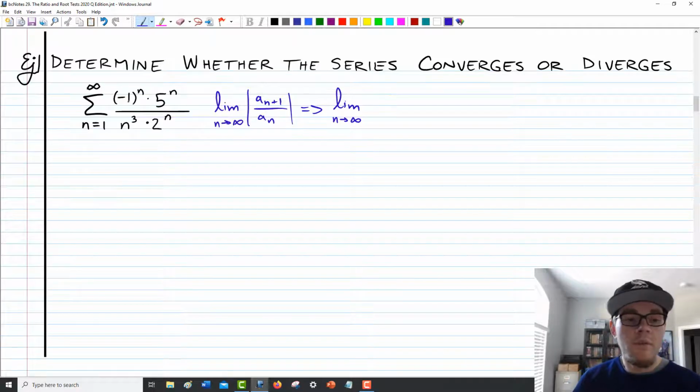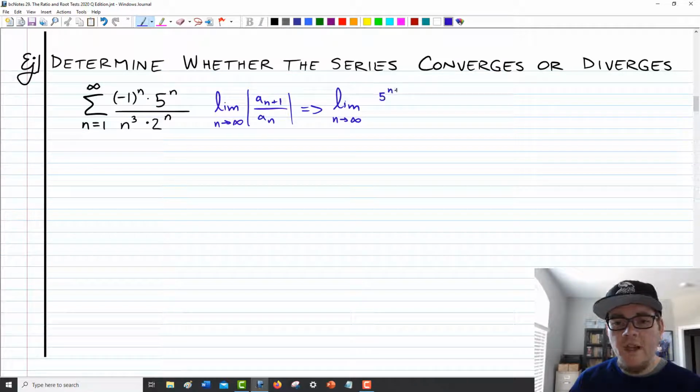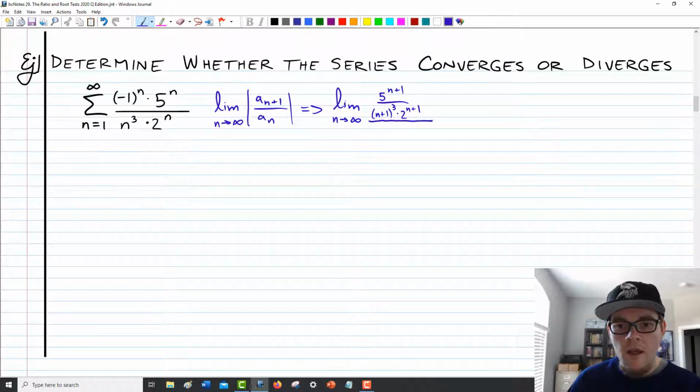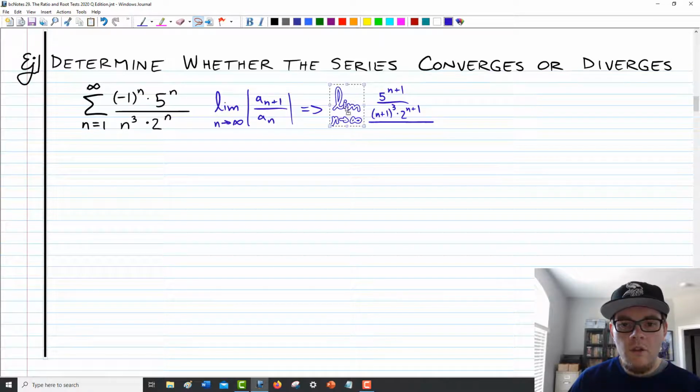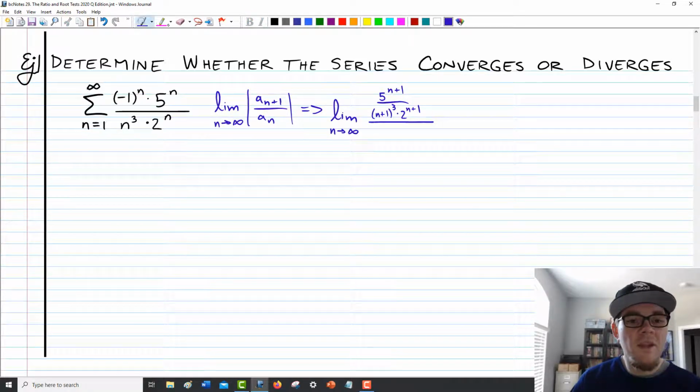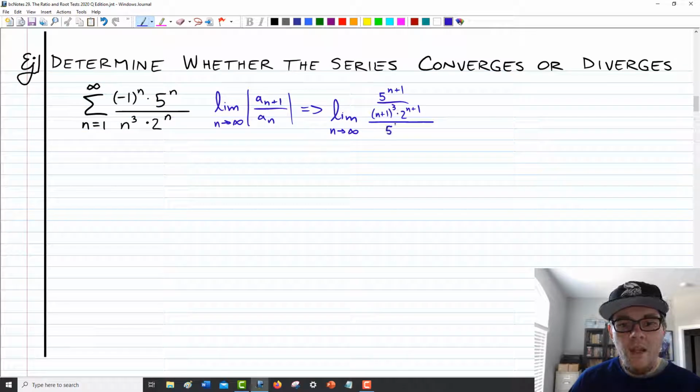So about that ratio, we said we're just going to ignore the absolute value. We'll turn our ratio into 5 to the n plus 1 over, now let's be careful in this denominator, n plus 1 to the third times 2 to the n plus 1. And then we'll divide that whole thing. You can see how this can get a little crunchy just by nature of how much stuff's up there. We'll have 5 to the n over n cubed times 2 to the n.